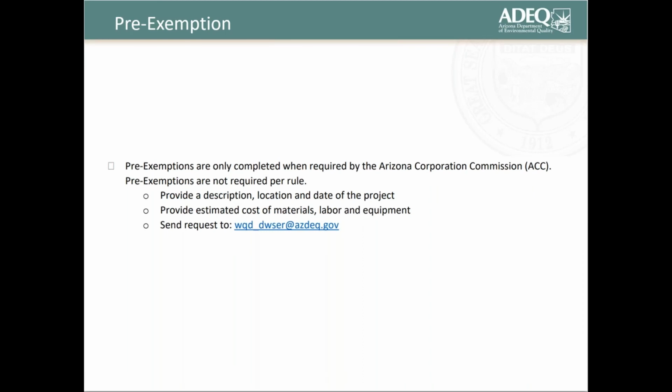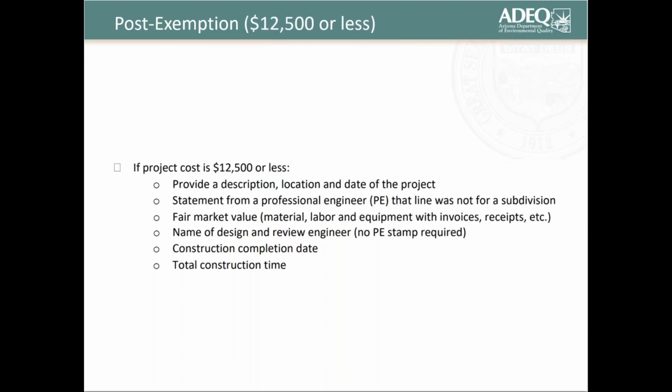So as we can see, all that is needed for a pre-exemption review is a description, location, and date of the project. And then also just providing those estimated costs of materials, labor, and equipment for that project. So after construction, also known as post-exemption, for this case, a project that is $12,500 or less will need to provide the following items. So providing that description, location, and date of the project.